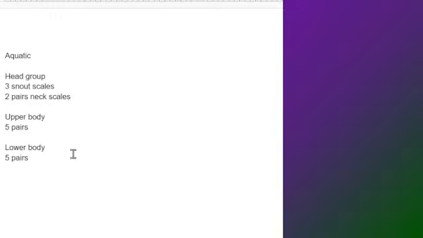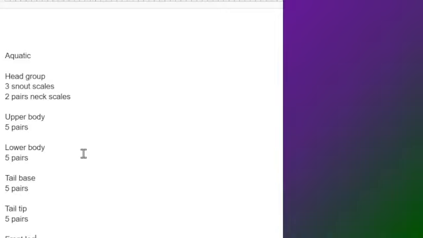And then let's go with tail, face, 5 pairs. Tip. And then we have front leg.